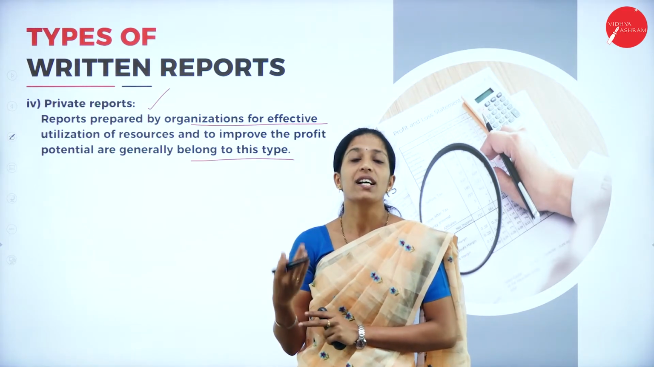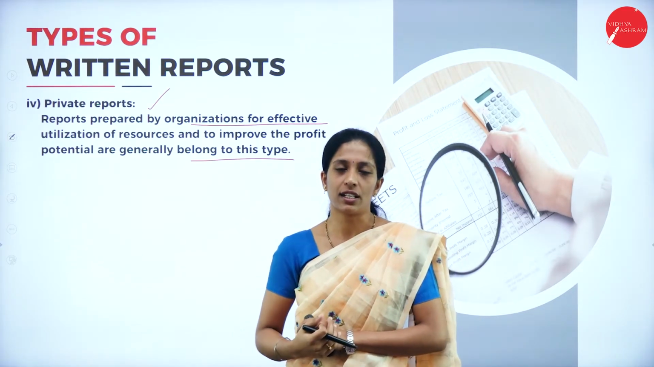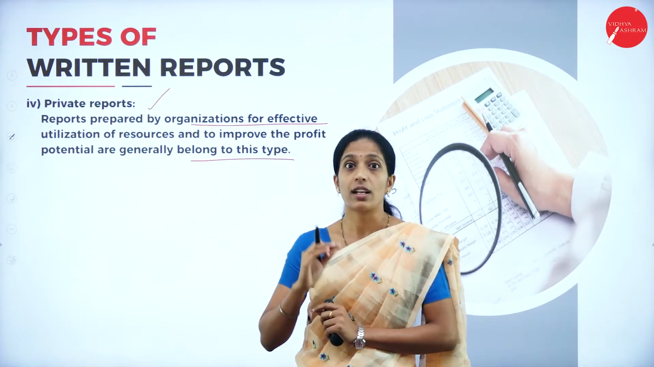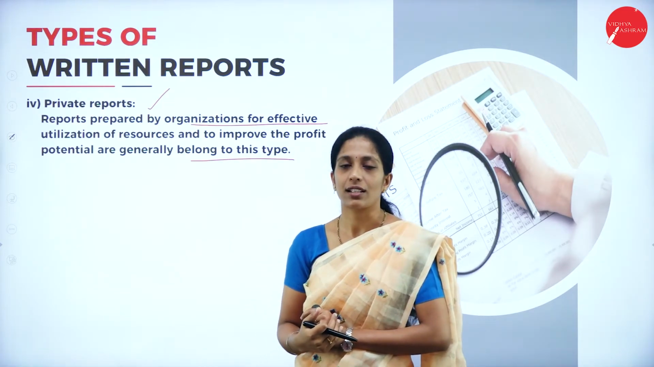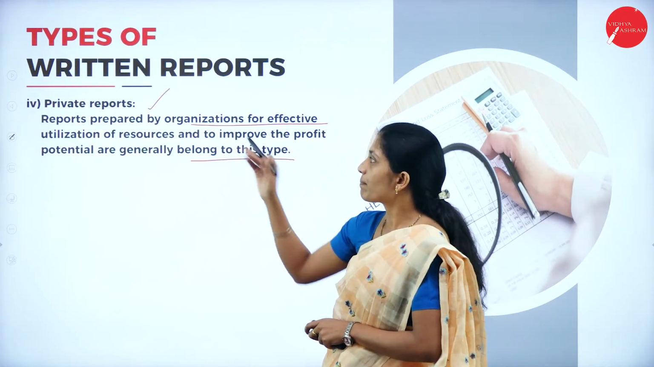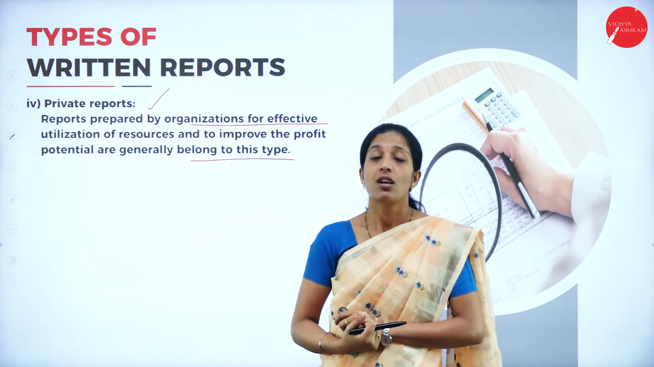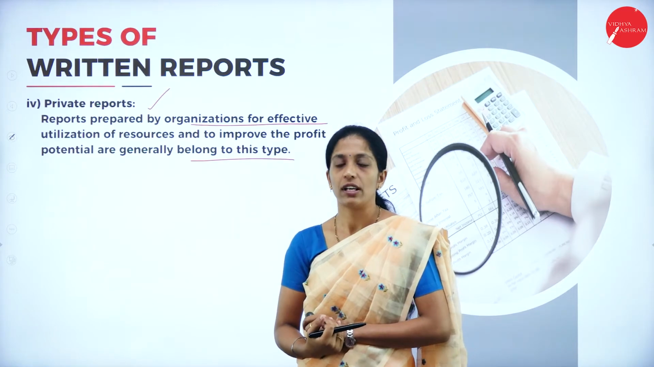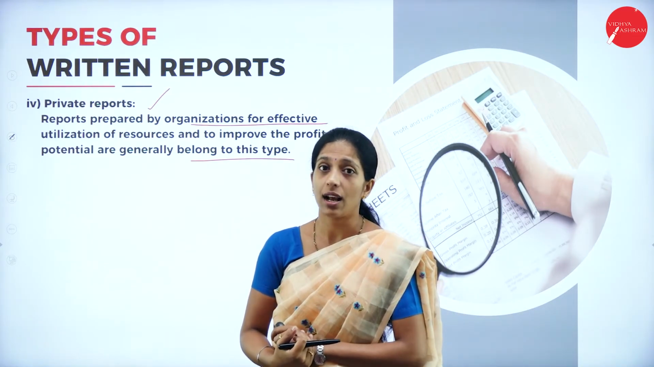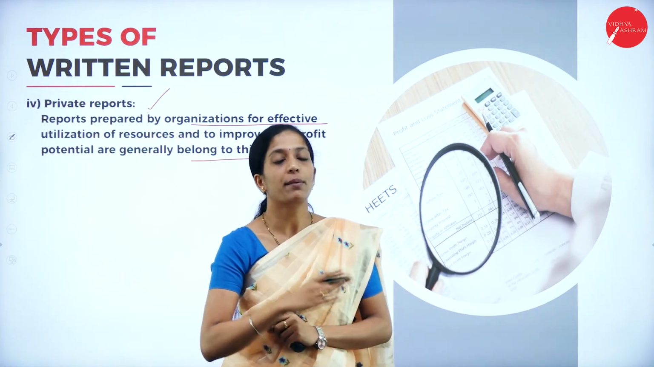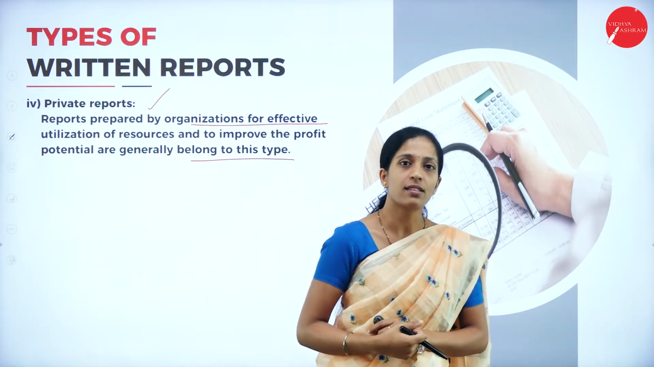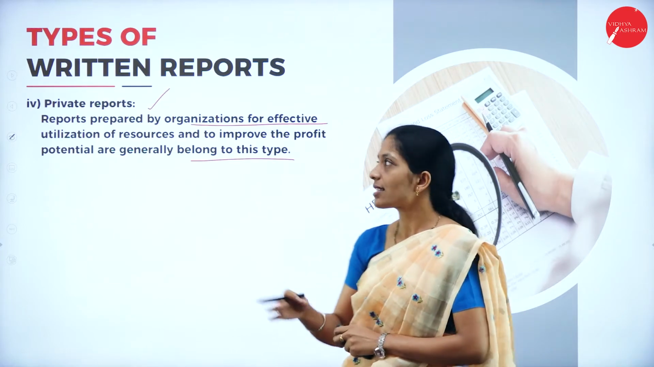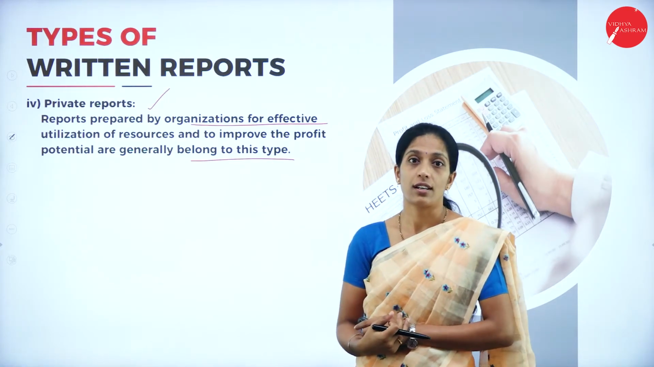Here they want to personally improve their profit in the organization, increasing the profit of the organization by minimizing the resources. So that comes under private report. These are all types of research report, where there are mainly two types: one is oral report, the other one is written report. Under written report we have learned several types. So this is about types of research report.